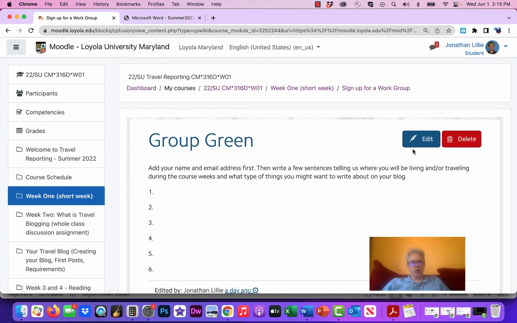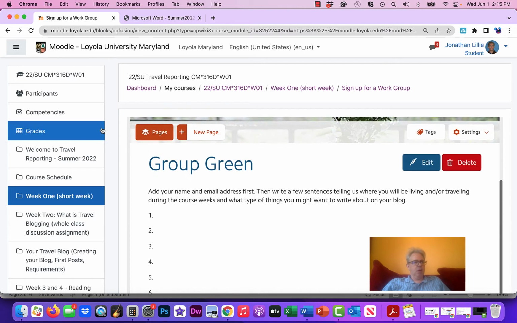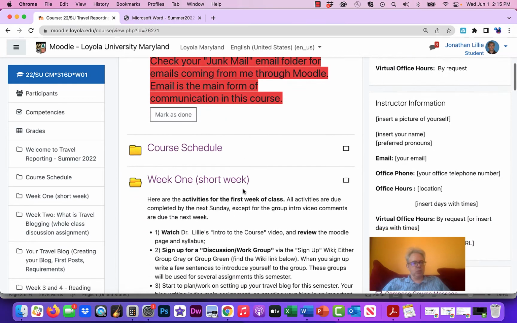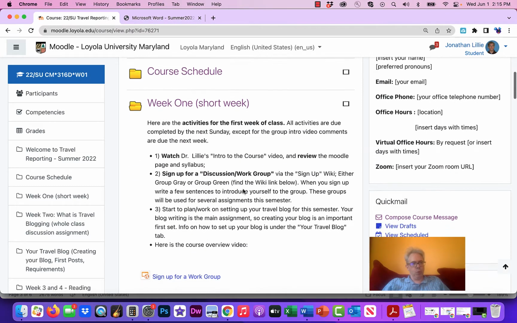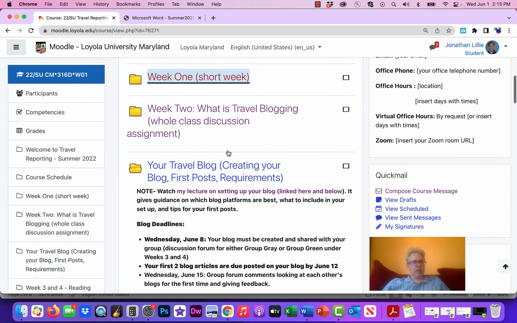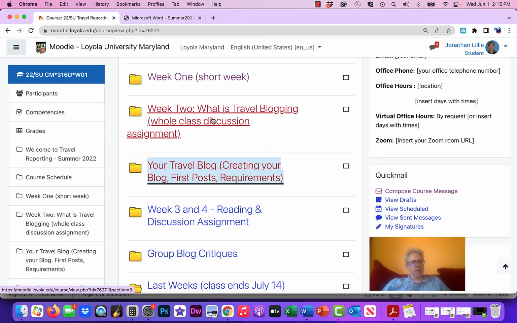And all you need to do is to hit edit, and then you can add whatever you need to add there. So again, this week, I want you to look at the syllabus, I want you to sign up for a group. And then the only other assignment is to start thinking about your travel blogs and all the information on setting up the travel blog, and everything you need to know is here after the week 2 aspects assignments.